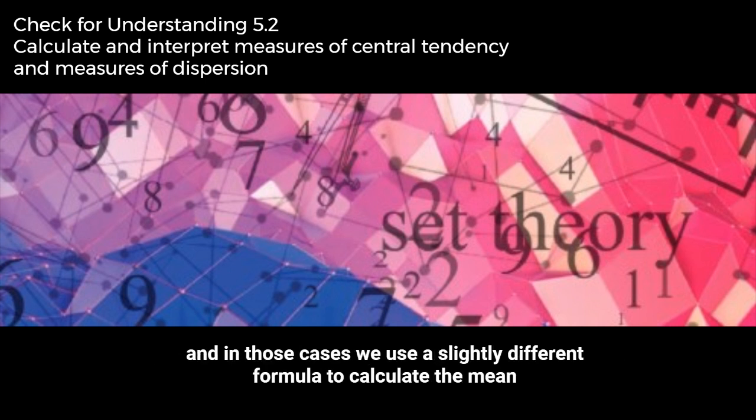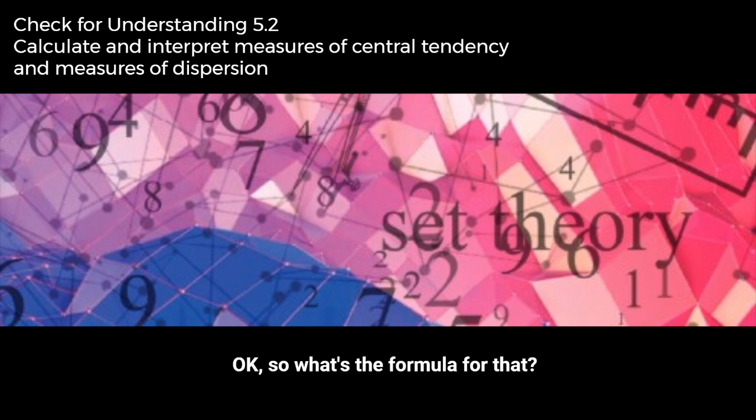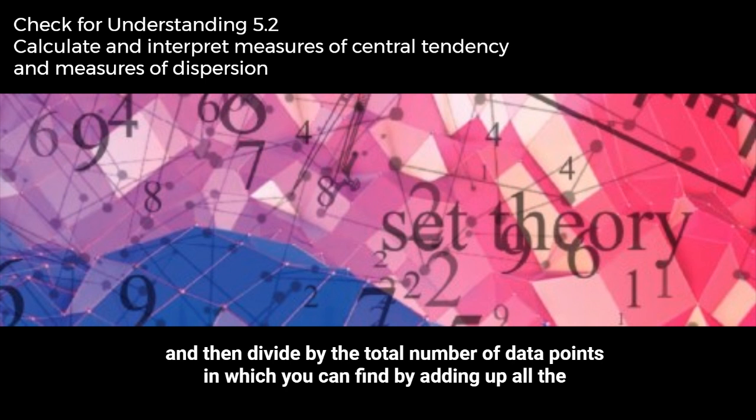Exactly. And in those cases, we use a slightly different formula to calculate the mean. What's the formula for that? It's Σfx over Σf. In this case, x still represents each data value, but now f represents its frequency, how many times it appears in the data set. So you multiply each value by its frequency, add all those products together, that's the Σfx part, and then divide by the total number of data points, which you can find by adding up all the frequencies.